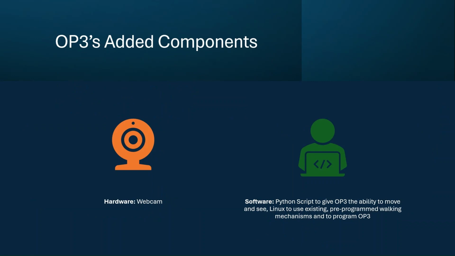Okay, so OP3's added components. We have added a webcam to his head that has been zip tied. The software we will be using is a Python script to give OP3 the ability to move and see using that webcam. And we're going to use Linux to use the existing programs that come with OP3.